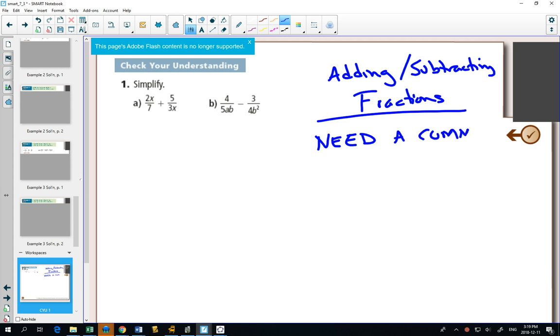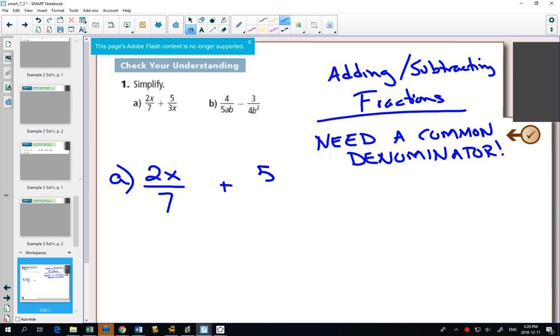So the rules that you've learned, that you need a common denominator to add or subtract fractions, stay the same even when you go to algebra. But now we still have to think about factoring. So here we have 2x over 7 plus 5 over 3x.